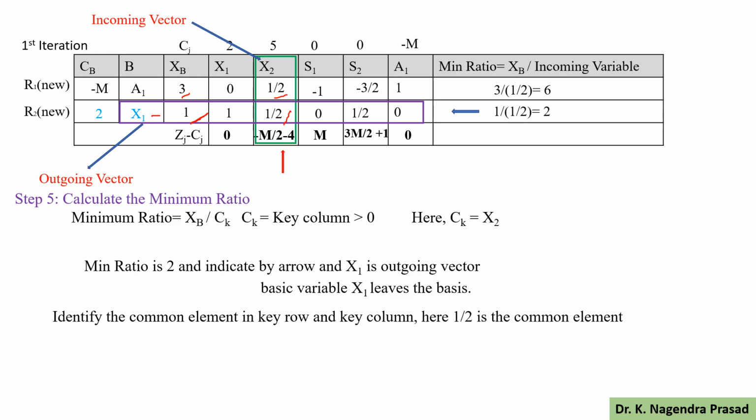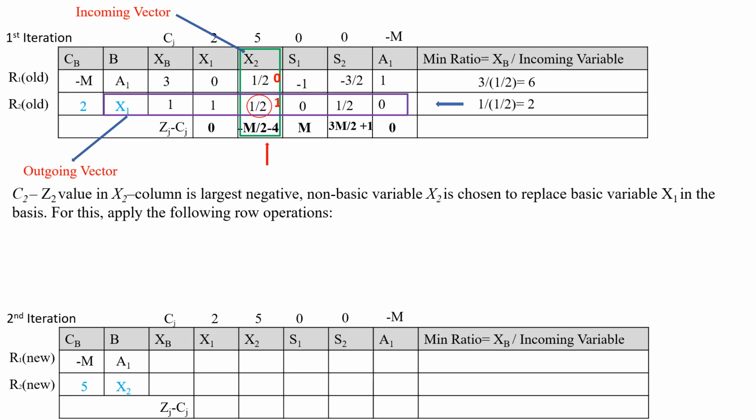Next we have to identify the common element in the key row as well as the key column. Here the common element is 1 by 2. So 1 by 2 is the key element. So the next step is, once again, we have to construct the new simplex table by entering this incoming variable. This is the second iteration simplex table, that is, the new simplex table.